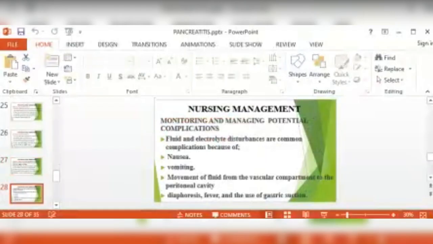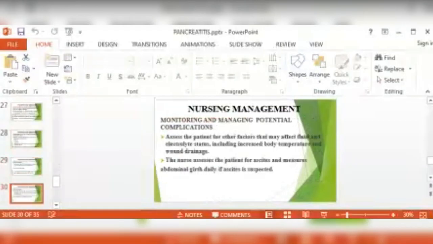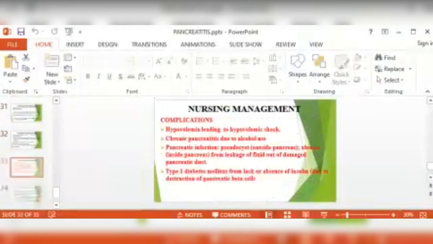And then you have to monitor and manage potential complications like dehydration. For the dehydration infusions, Ringer's lactate is preferable to normal saline. So you have to take notes. These are some of the nursing management.